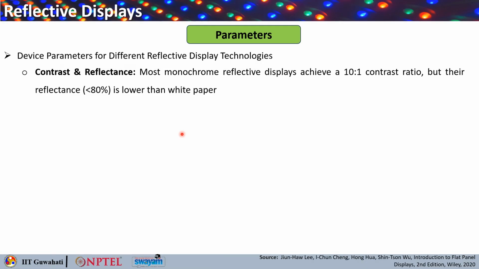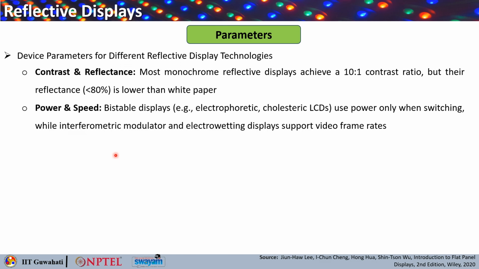Next, what are the device parameters for different reflective display technologies? The important parameters that you will think of are the contrast and the reflectance. Most monochrome reflective displays achieve a 10:1 contrast ratio, as we discussed, but the problem is that their reflectance level is way lower than white paper, which gives you around 80%. The next important parameters are power and speed.